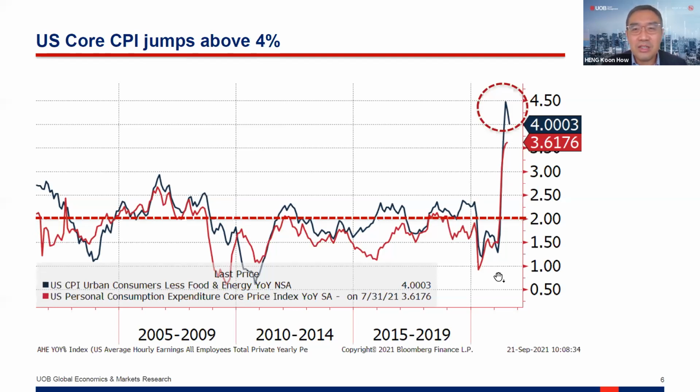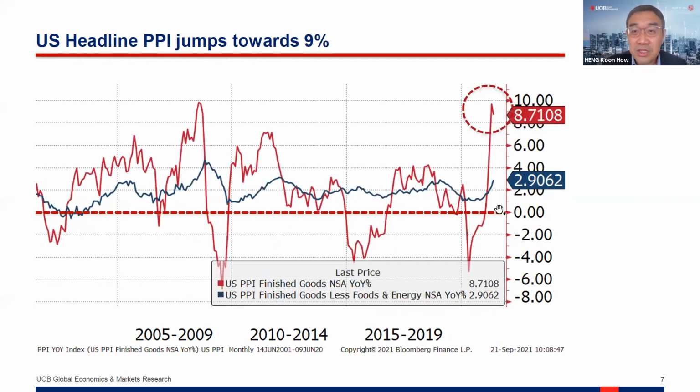So you see in the US, core inflation is up like 4% year on year. We've not seen that before in the past few economic cycles. This is that recovery from Lehman Brothers, so you can put that into perspective. Headline producer price index in the US is at 9%. Same for China. And again, we have not seen that in the past few economic cycles.